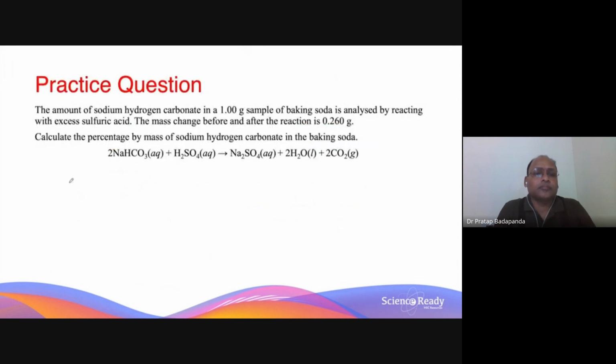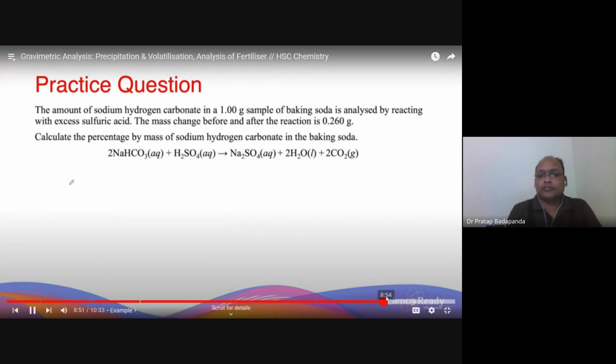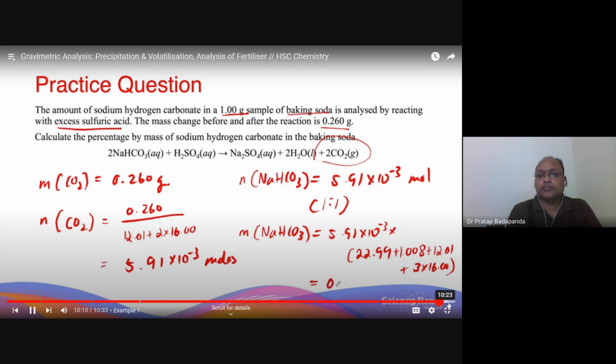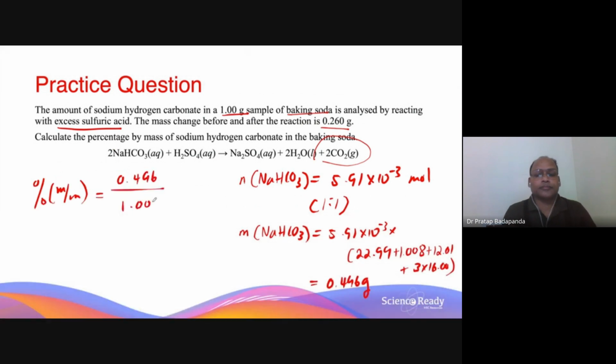Let's look at how the mass change before and after heating can help us determine the amount of sodium hydrogen carbonate in the baking soda. Using the molar mass of carbon dioxide and sodium hydrogen carbonate, this gives us the mass of sodium hydrogen carbonate, which we divide by the mass of the sample to obtain the final value of 49.6%.